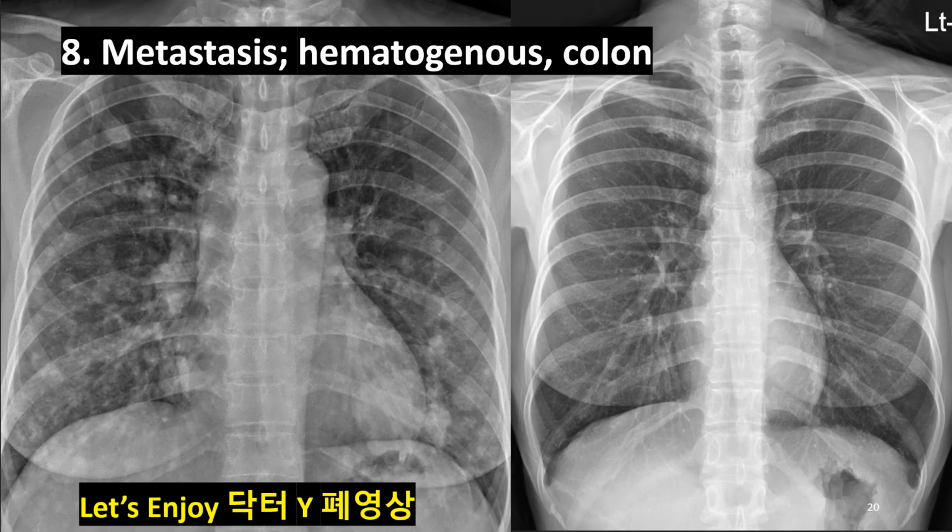Middle-aged woman with many bilateral opacities, many variable-sized round white densities, many lesions. What are these? Yes, hematogenous metastasis from colon cancer. She has colon cancer.